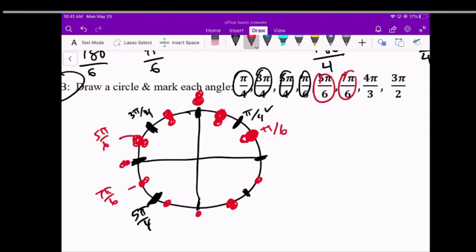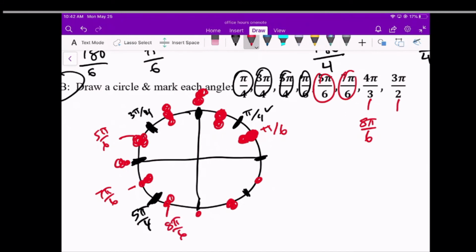There it is. If I'm going by pi over 6, I use the red ones. If I'm going by pi over 4, I use the black ones. Some show up for both, right? This one's up at the top, and on this side show up for both. Little trick. 4 pi over 3, think of that as 8 pi over 6. So it's pi over 6 8 times. 1, 2, 3, 4, 5, 6, 7, 8. There's 8 pi over 6.